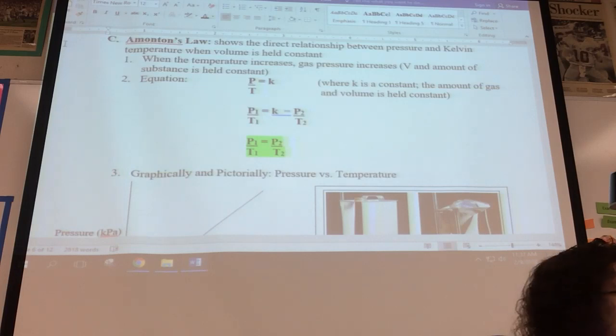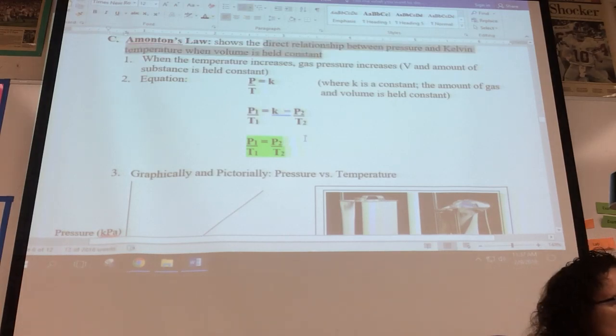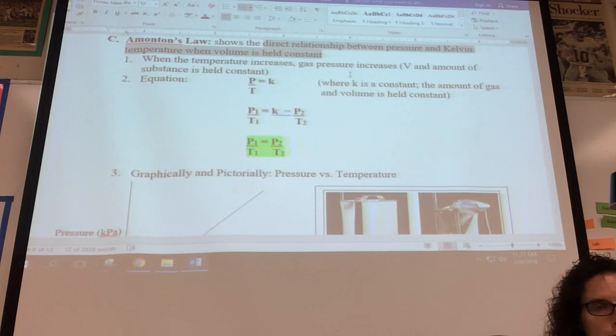That one to me is a little bit different. So Amonton's law shows again the direct relationship between pressure and Kelvin temperature when volume is held constant. If you increase temperature, gas pressure increases. This is why you don't put aerosol cans in the microwave. At very high temperatures, the pressure gets so great that it explodes.